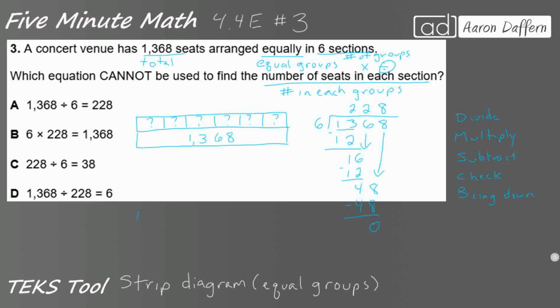So what did we do? We did 1,368. We divided it by 6. That's going to equal 228. So if we have equations that contain these 3 digits, they're in a fact family, right? So we could do 1,368 divided by 228. We could do that. We could do the 2 multiplication. 6 times 228 or 228 times 6 equals 1,368. And see, the one that doesn't work is C.